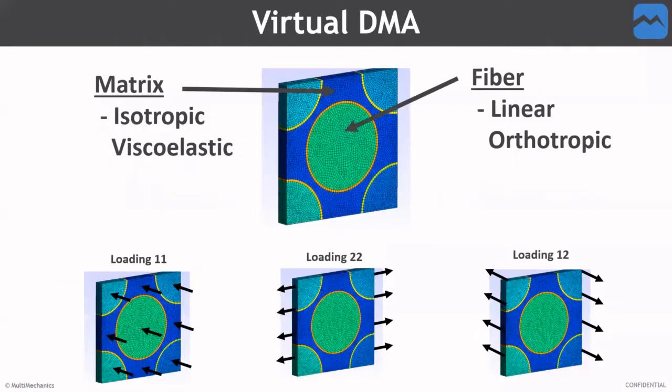What the virtual DMA does is it allows you to not have to run all these different tests. If you have the isotropic viscoelastic properties of a matrix, that's all you need for a virtual DMA, because we can build a microstructure, put in a fiber that's linear orthotropic, and run a virtual DMA at different temperatures and frequencies at different loadings. So you see here, this is transversely isotropic, so we can run loading in the 1-1, 2-2, and 1-2 directions. We can even do the 2-3 direction if you want.